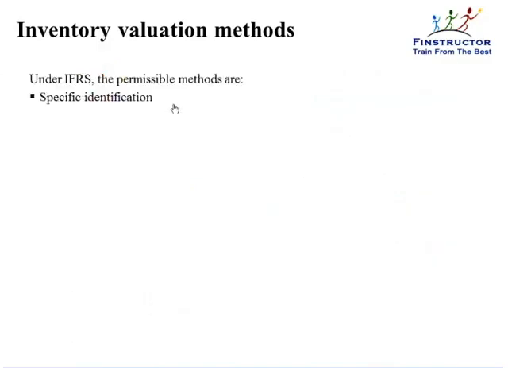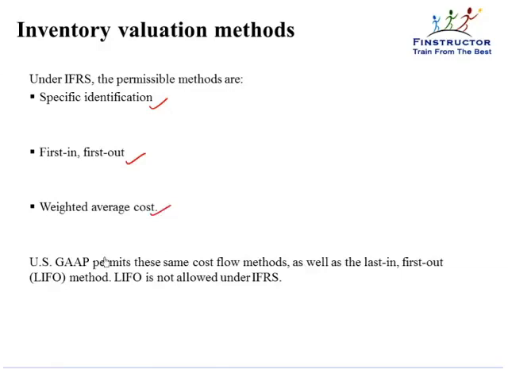So IFRS allows us to use the specific identification method, the first in, first out method, and the weighted average cost method. US GAAP allows us to use all these three methods, plus also the last in, first out method, which is not allowed under IFRS.